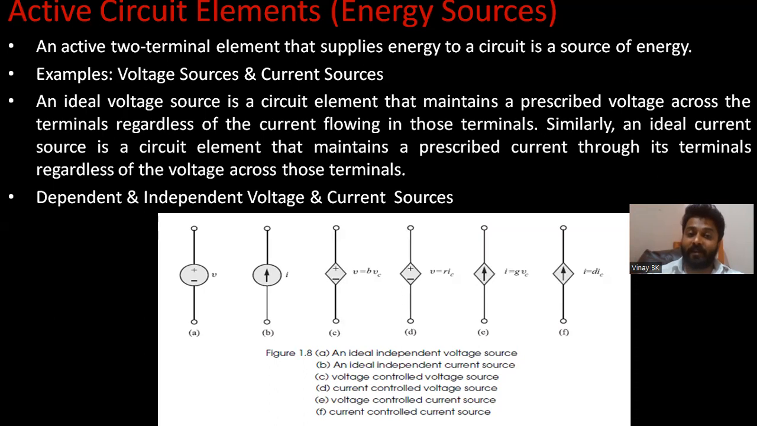So an active two terminal element that supplies energy to a circuit is a source of energy. So power delivering quantities are voltages and currents. So here I just wrote something about these active circuit elements.